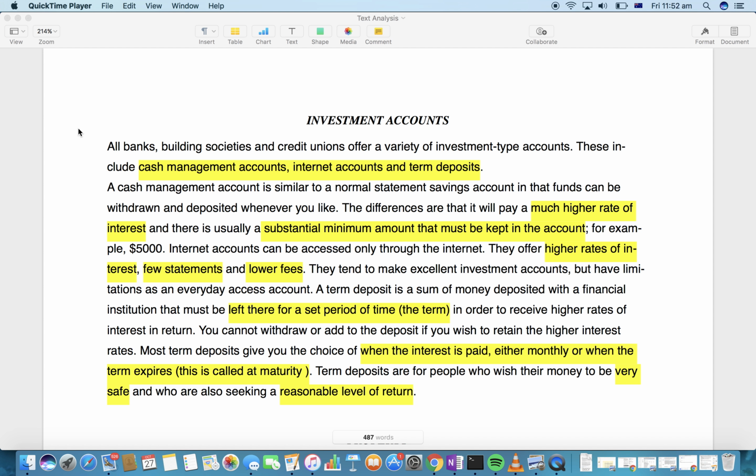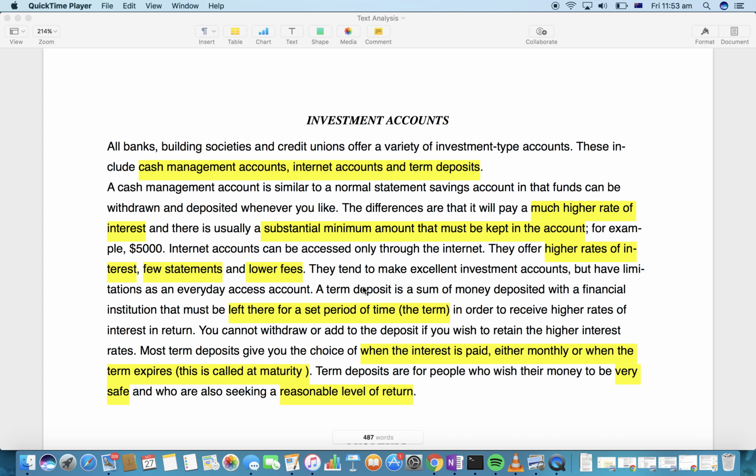When we look at internet accounts, they can obviously only be accessed through the internet. They offer high rates of interest, few statements, and lower fees. So these are three immediate features of an investment account. When they say lower fees, they're talking about the annual fee that is usually charged on the account to keep the account open with that particular bank. So the Commonwealth Bank might charge you $200 annually as a fee, but they tend to have lower fees than cash management accounts or term deposit accounts.